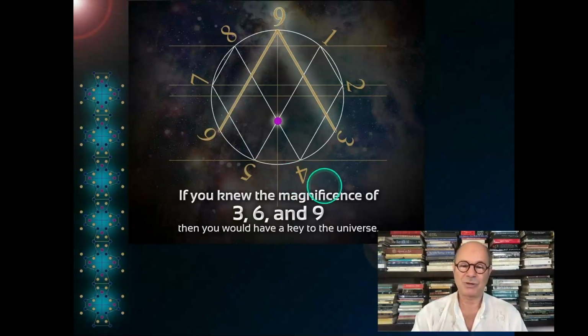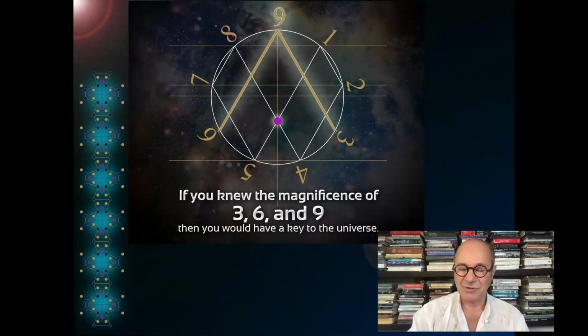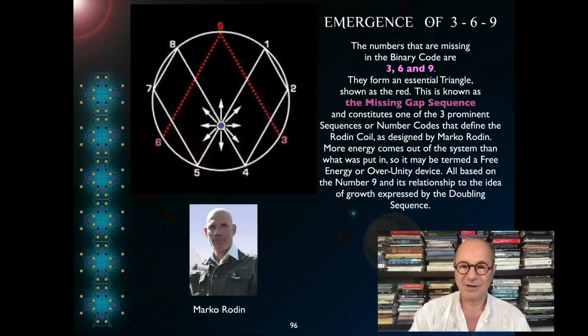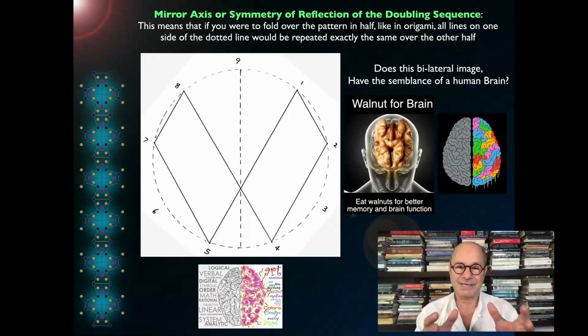So when people talk about the magnificence of 3, 6 and 9, it's what's missing in the powers of 2, because powers of 2 is more about technology and physics, but the powers of the Trinity 3, 6 and 9 is nature. So this is a union of the powers that govern technology and the natural world, the synthesis of the Trinity with the powers of 2.